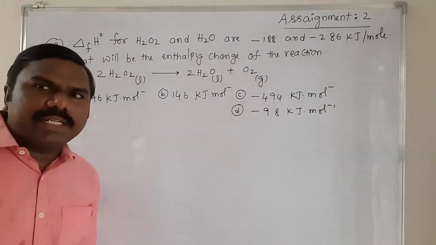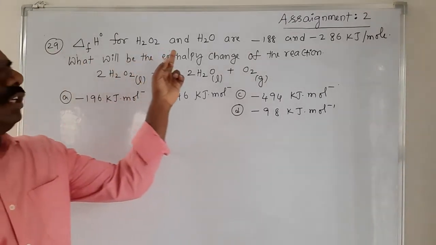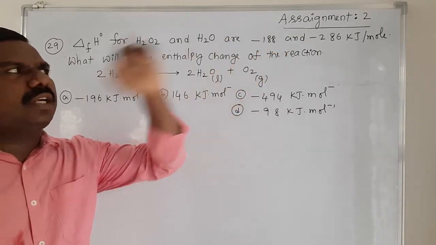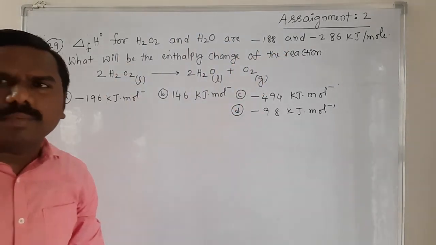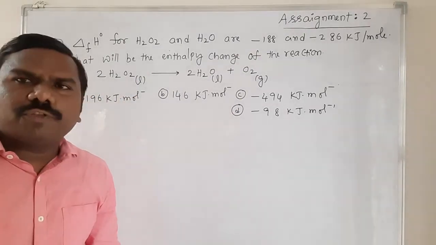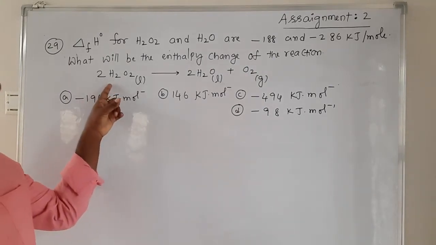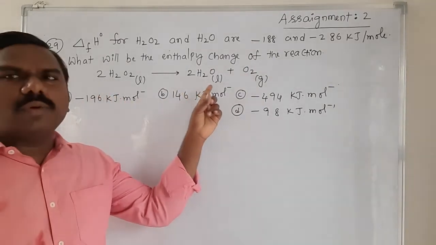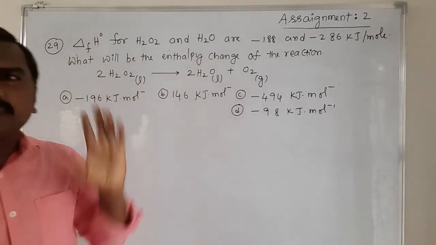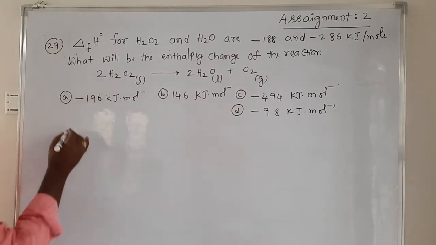Okay, next bit. Enthalpy of formation for H2O2 and H2O are given as minus 188 and minus 286 kilojoules per mole. What will be the enthalpy change for this reaction? In this reaction, H2O2 is on the reactant side, H2O on the product side. First, they gave formations. We will write those formations. First one, formation of H2O2.